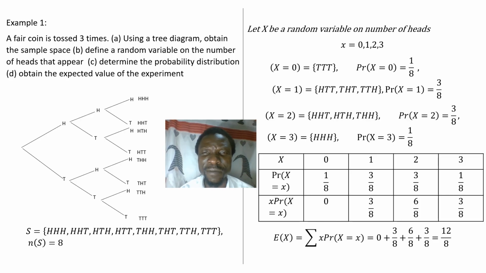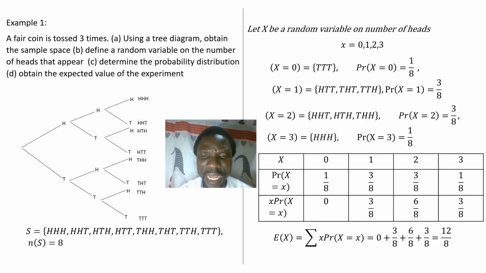So the probability for X taking the value of 0 is 1 over 8 because there is only one element in that set. The probability that X takes the value of 1 is 3 over 8 because there are 3 elements in the set: head, tail, tail; tail, head, tail; tail, tail, head. We'll notice that there's only one head occurring there, and so on and so forth. So if we put that into a table, then we have our probability distribution table.